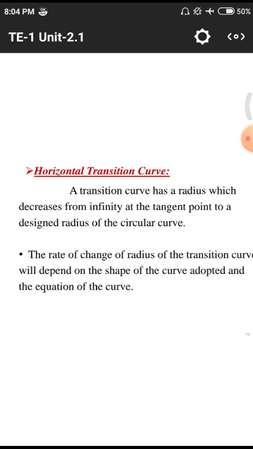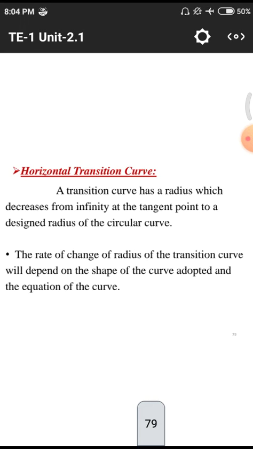By using those tangent points, we will solve the curve and the radius of the curve, and width and other thicknesses and super elevations, whatever we require to design the particular road. All those can be solved in the horizontal transition curve. The main point is that the rate of change of radius of the transition curve depends upon the shape of the curve adopted, the equation of the curve.